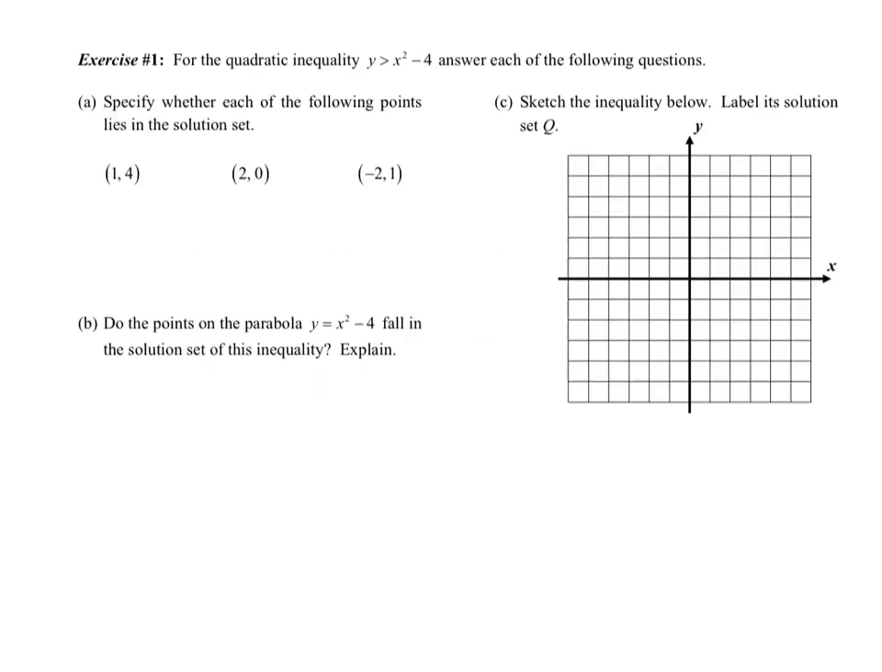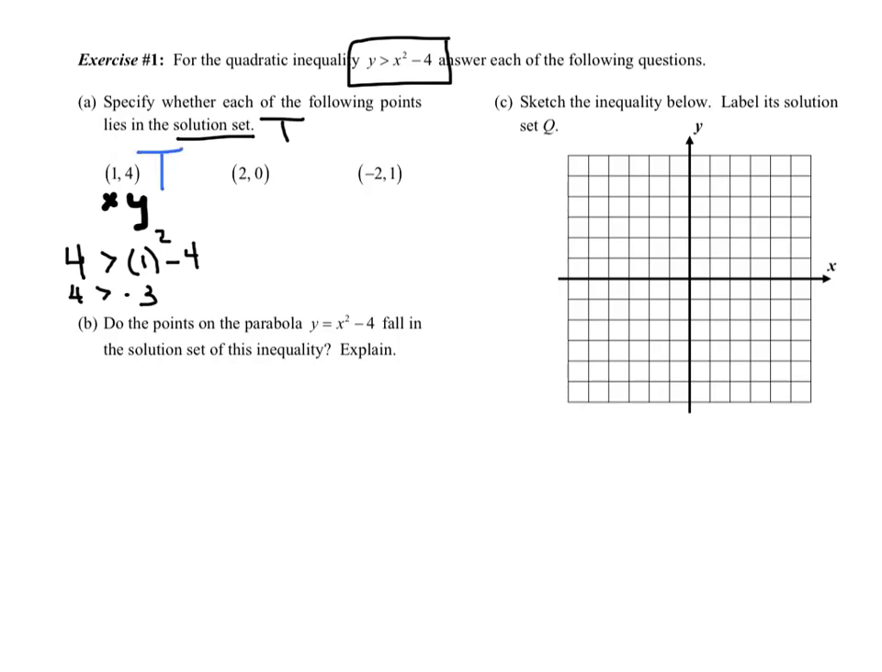Exercise 1. For the quadratic inequality, y is greater than x squared minus 4, answer each of the following questions. A. Specify whether each of the following points lies in the solution set. So remember, they just gave us an x and a y. And I just want to know if it's in the solution set, I'm looking for it to be true. So I'm just going to plug them into my equation. Y is 4 is greater than, remember substitute with parentheses, 1 squared minus 4. So I've got 4 is greater, 1 squared minus 4 is 1, and 1 minus 4 is negative 3. Would you say that's true or false? I would definitely say that is true. 4 is greater than negative 3.